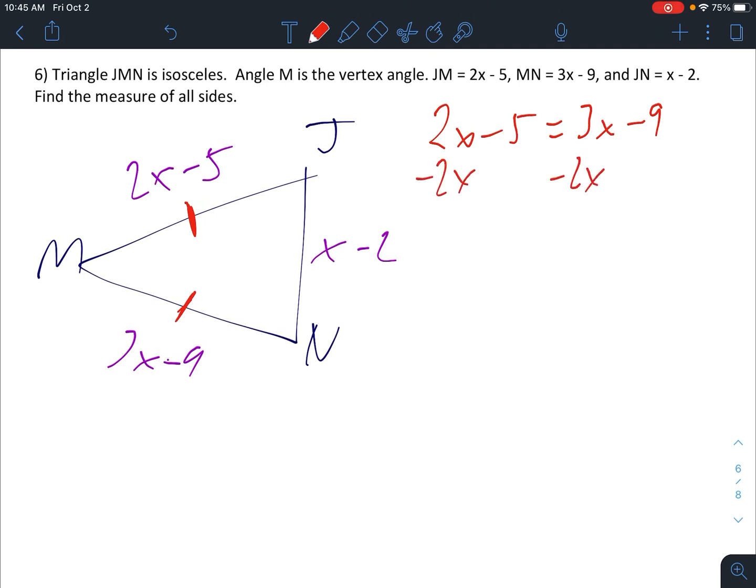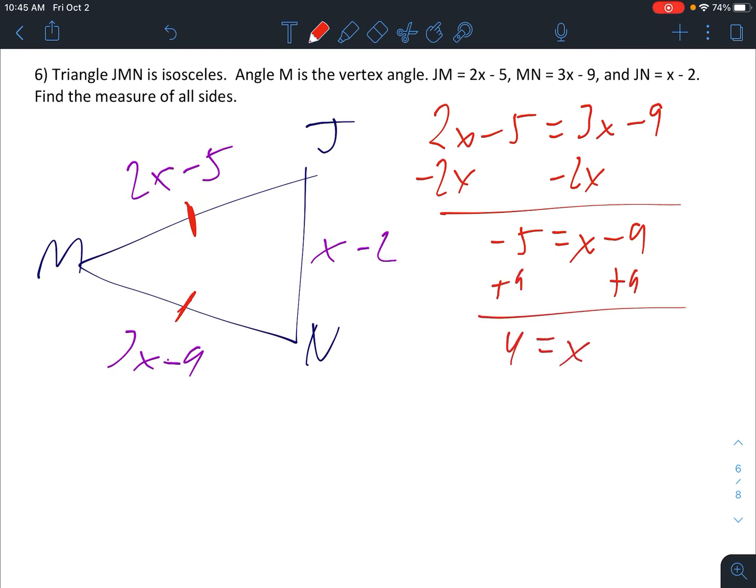Subtracting 2x. Adding 9. It actually equals 4. The question then says to find the measure of all the sides. So take your 4 and put that back in. We should get JN is 2, MN is 3, and JM is 3.